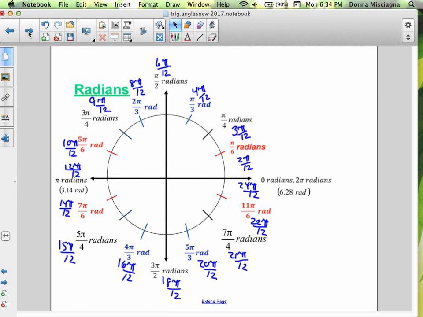There's no 17 on my graph right now, and I'm not going to put one. But 18 pi twelfths is the same as 3 pi halves. I didn't put in a 19. 20 pi twelfths is 5 pi thirds. 21 pi twelfths is 7 pi fourths.